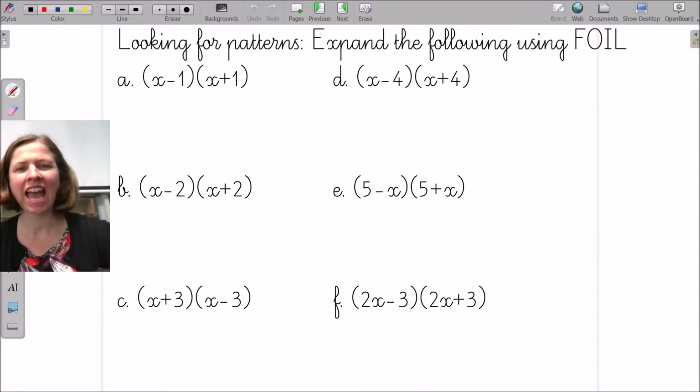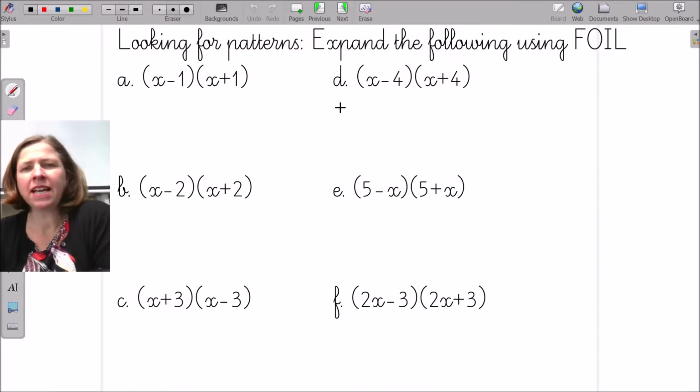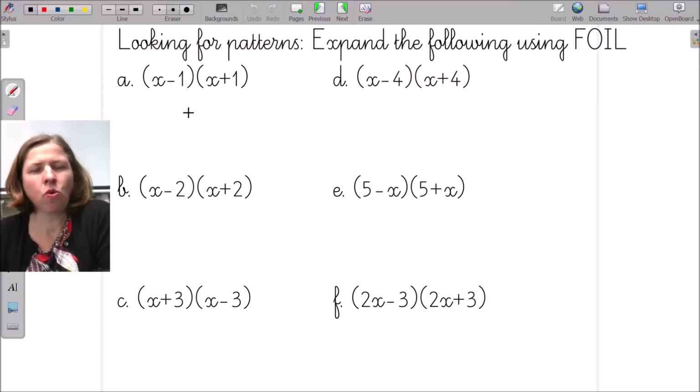Today we're looking again at expanding two sets of brackets. But one of the things that's going to be different today is we're going to be looking for patterns, because when we expand using FOIL, I have to do these firsts times these outsides and these insides and these lasts. But quite often there are patterns we can see where we can skip that step and just write the answer down straight away.